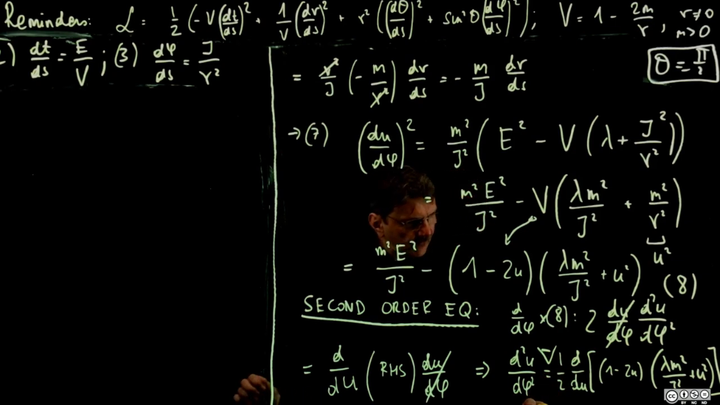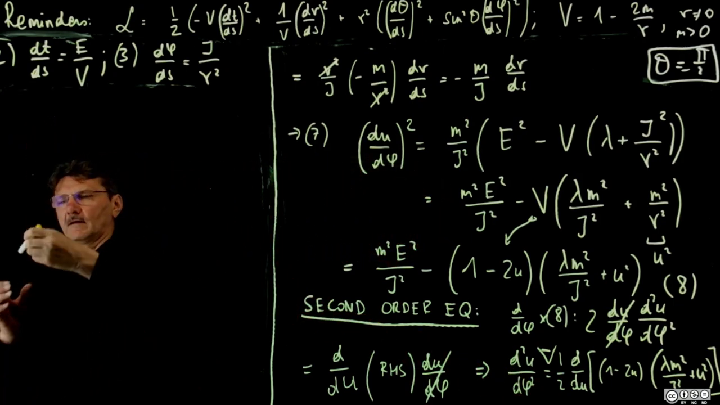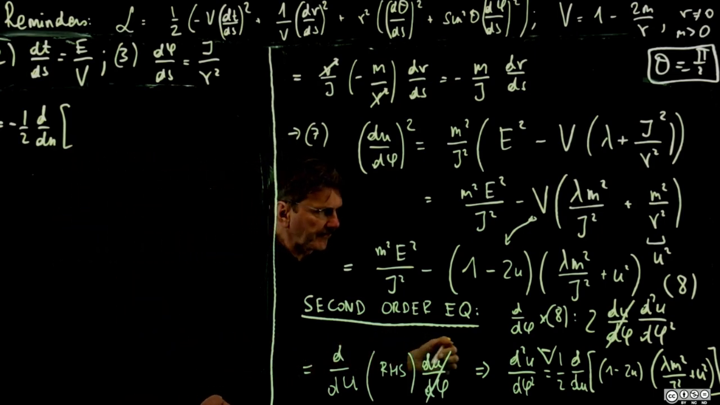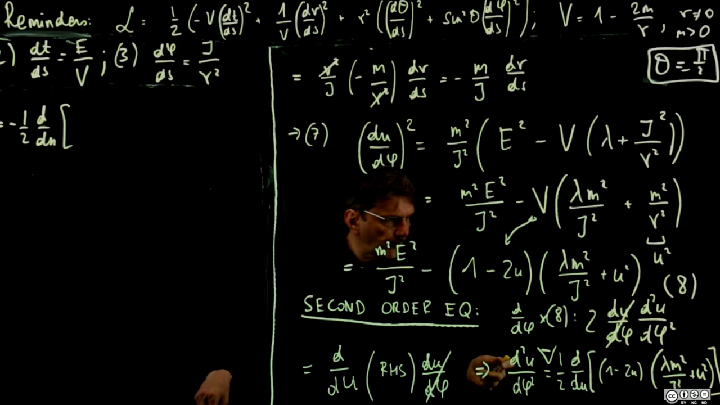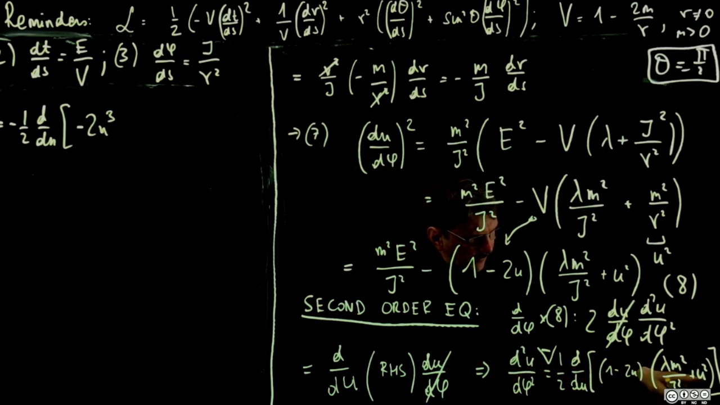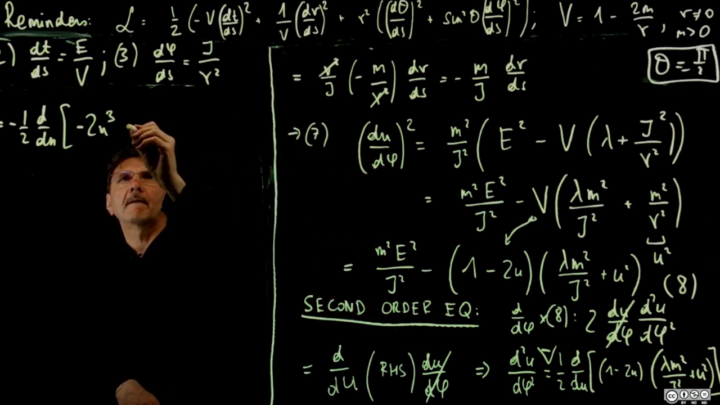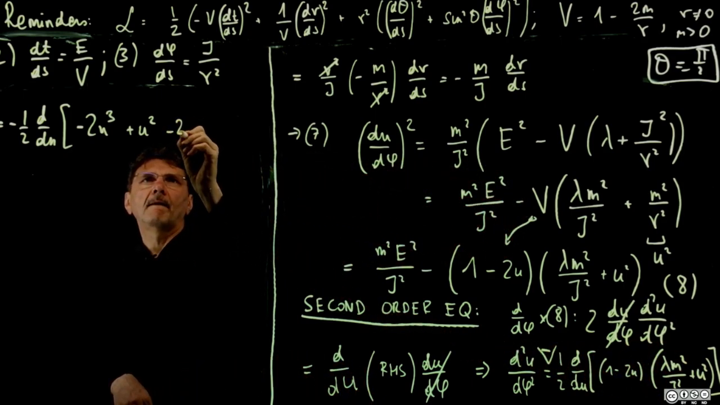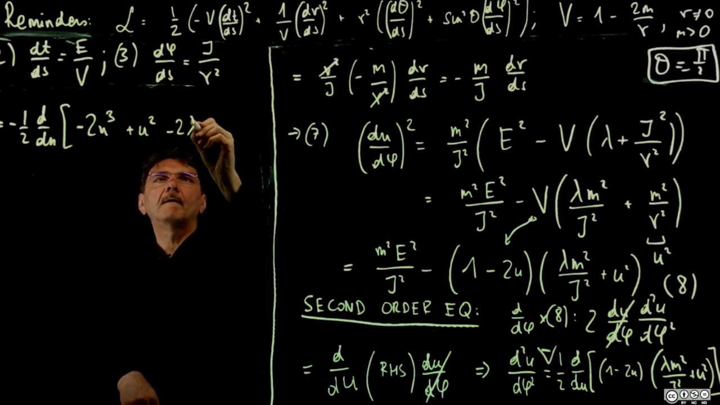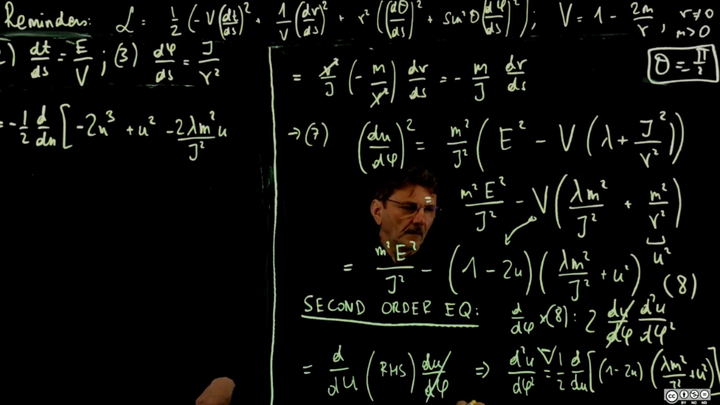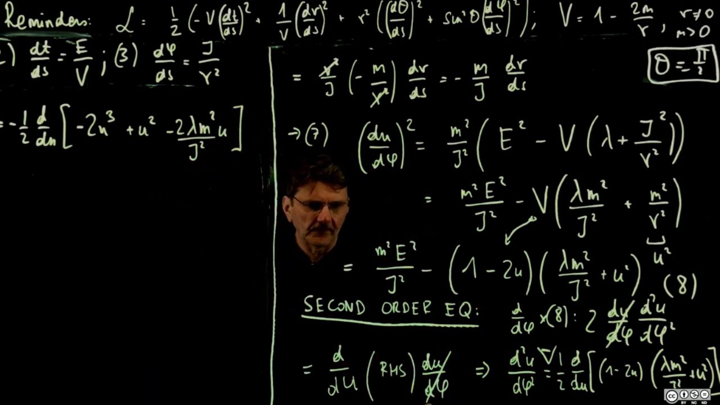So let's see. We should be able to do this derivative, should we? So the highest order terms would be minus 2u cube. The quadratic terms plus u square, linear terms, minus 2 lambda m square over j square u. And there's a constant which will drop out, so we don't care what it is.